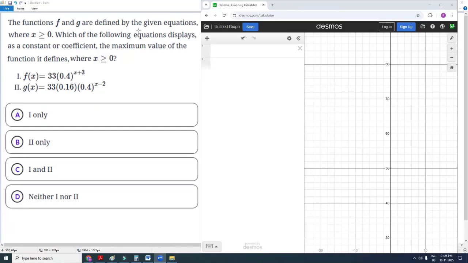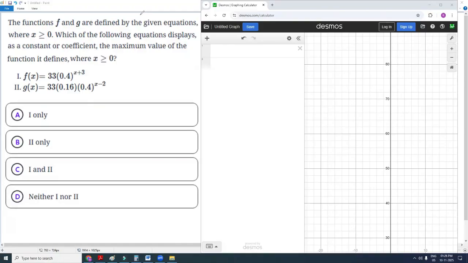The functions f and g are defined by the given equations, where x is greater than or equal to 0. Which of the following equations displays as a constant or coefficient the maximum value of the function it defines, where x is greater than or equal to 0? Here we have two functions. The first one is f of x and the second one is g of x.